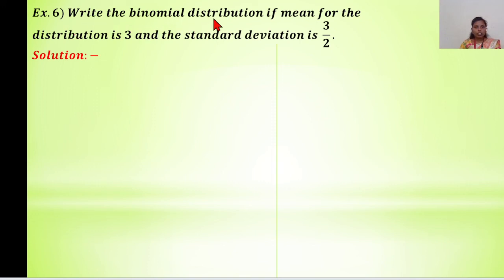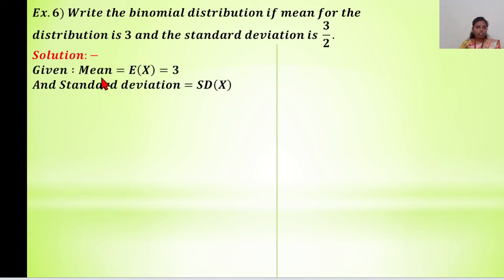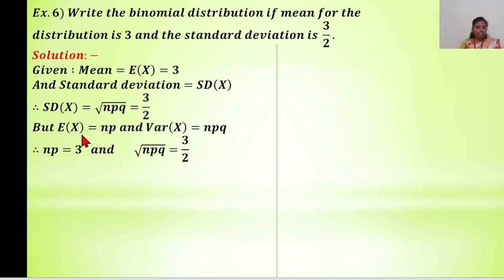Now next, example number 6. Write the binomial distribution if the mean of the distribution is 3 and the standard deviation is 3 by 2. Let us see the solution of that example. Given mean is equal to expected value of x is equal to 3, and standard deviation SD of x is equal to square root of npq, which is 3 by 2.